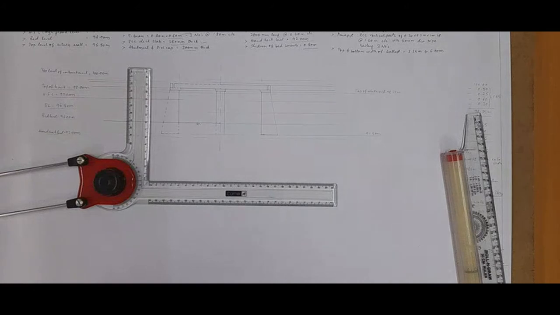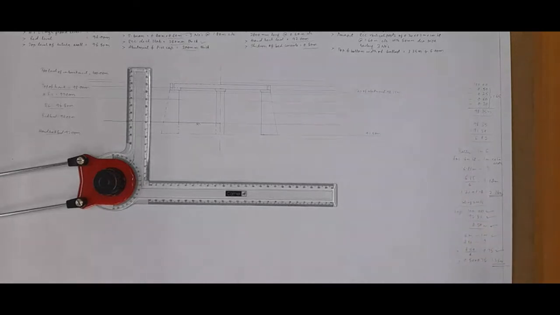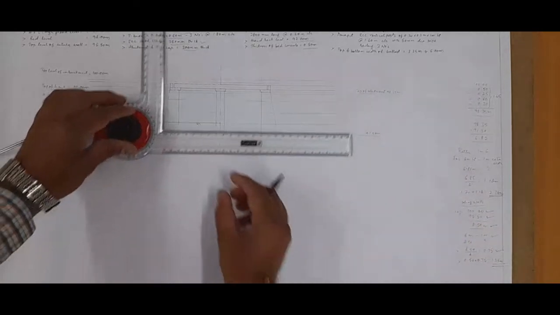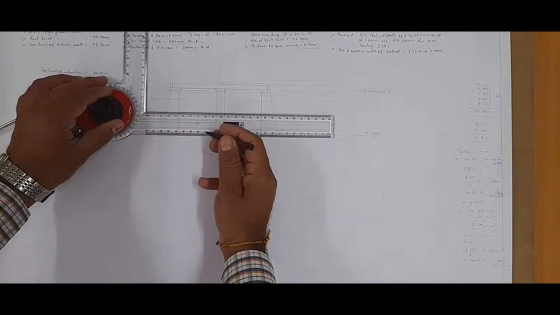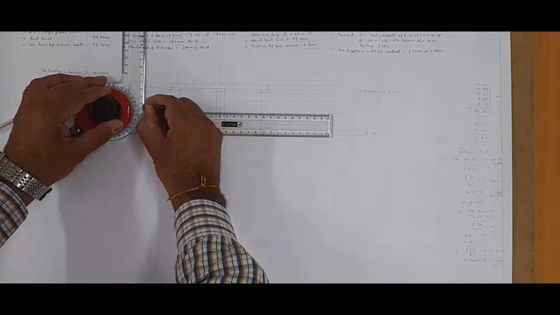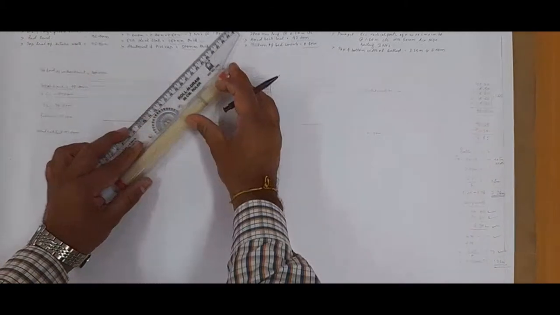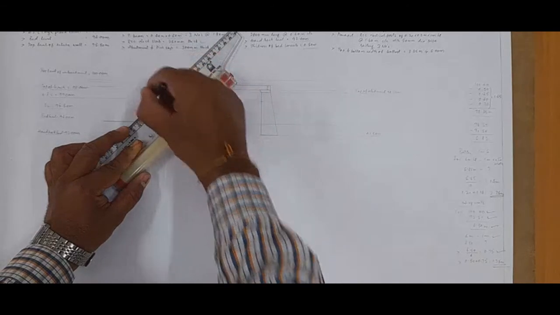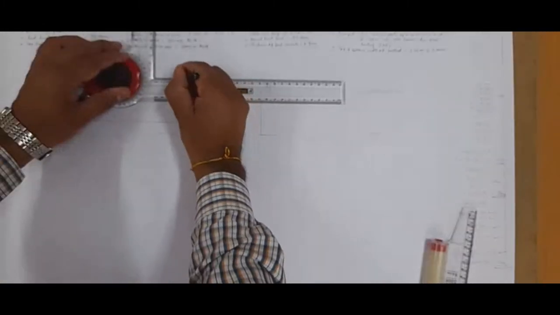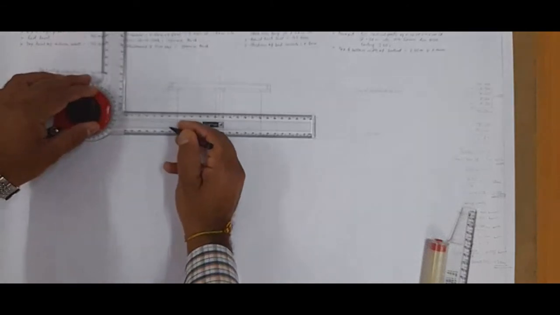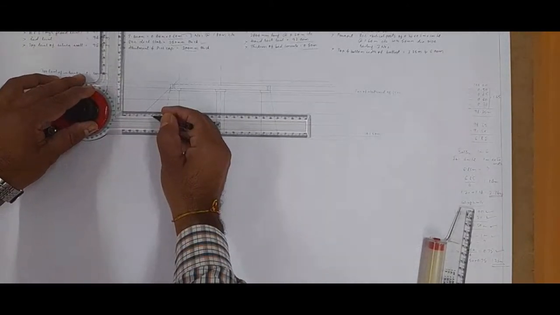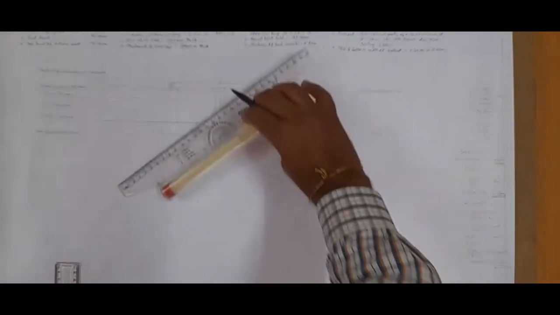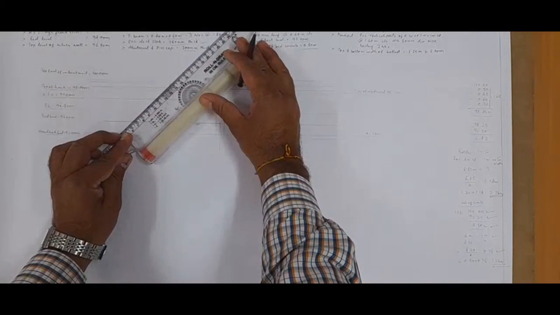So 100 minus 95.5 is 4.5 meter, the difference between top and the return. So I shall take a distance of 4.5 meter here. Then I shall join this line. So this indicates the splay or splayed wing wall, and at the top I am indicating a distance of 0.5, and here also a distance of 0.5. Now I shall join these two lines.